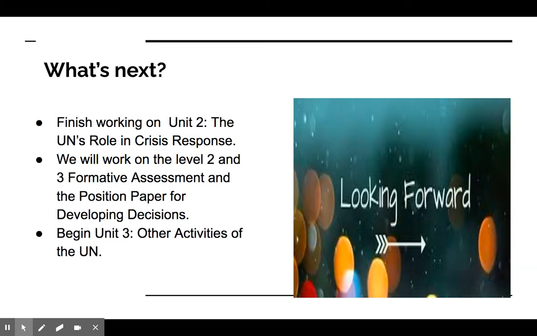What's going to be happening next week? We will finish working on Unit 2, the UN's role in crisis response. The following week at the beginning is when the summative assessment will be due. We will continue working on the Level 2 and 3 formative assessment and the position paper for developing decisions, and begin work on Unit 3, which is titled Other Activities of the United Nations.